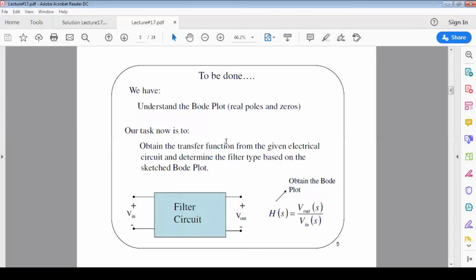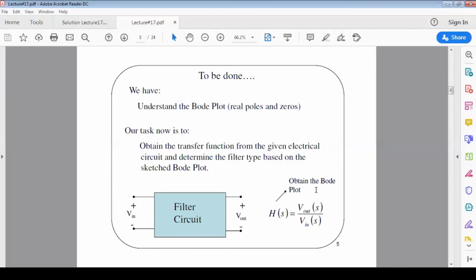Okay, so this will be the task that we're going to do in this lecture 17. Previously, we have understood the Bode diagram. So in this lecture, we are going to obtain the transfer function from the given electrical circuit, which contains R, L, and C components. And from this transfer function, we're going to sketch the Bode diagram, and from the sketched Bode diagram, we're going to determine the filter type. So these are the tasks that we're going to learn in this lecture 17.